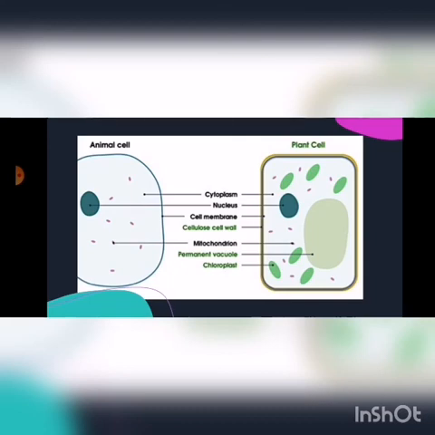In animal cell, numerous small vacuoles are present in the cytoplasm. These are the differences between plant cell and animal cells.